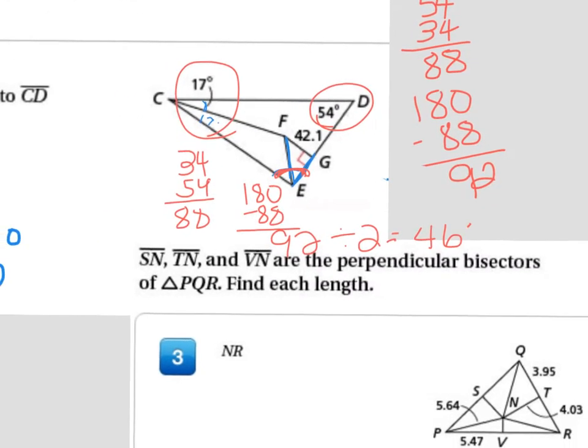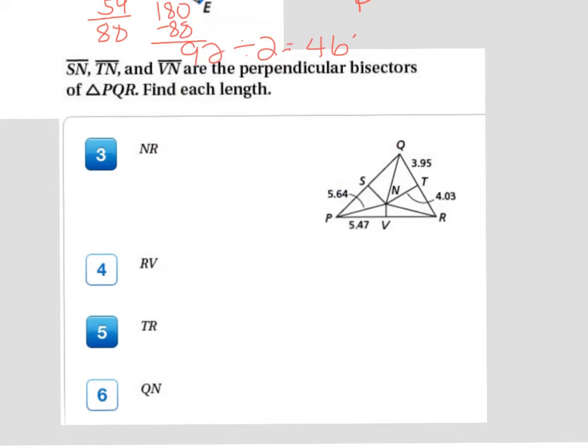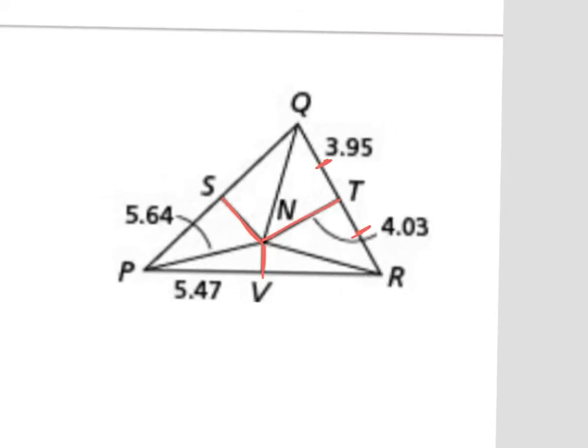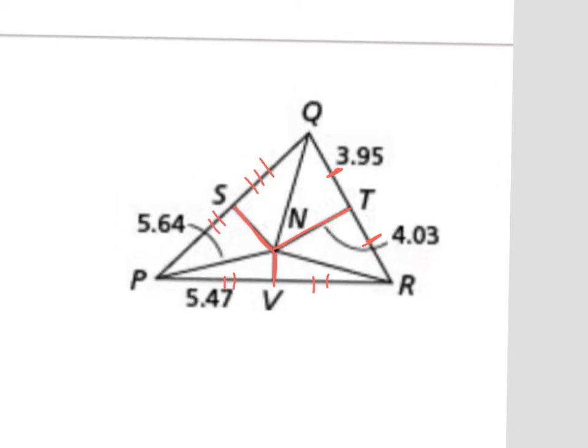All right, SN, TN, and VN are perpendicular bisectors of triangle PQR. Find each length. So if they're perpendicular bisectors, this is a perpendicular bisector, this is a perpendicular bisector, and this is a perpendicular bisector. It means it hits each side at its midpoint. So this is congruent to this, this is congruent to this, and this is congruent to this. Everybody with me so far?